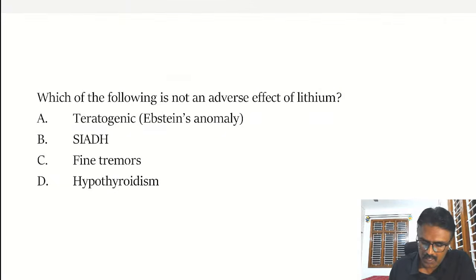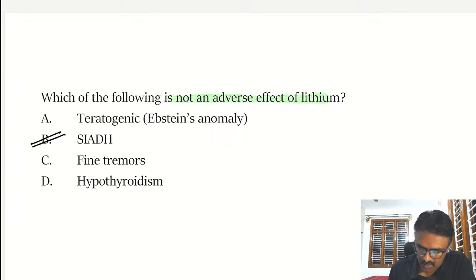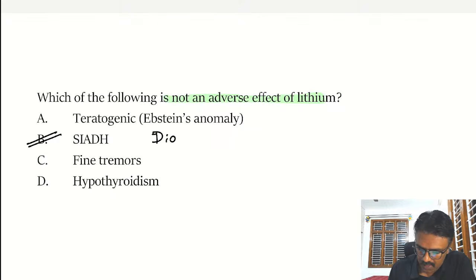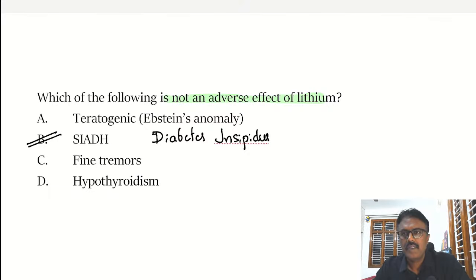Now the next question is, which of the following is not an adverse effect of lithium? Can you guess? It is teratogenic, Ebstein anomaly, correct? Fine tremors, hypothyroidism. It is not going to cause SIADH. What does it cause? It causes diabetes insipidus, not SIADH.